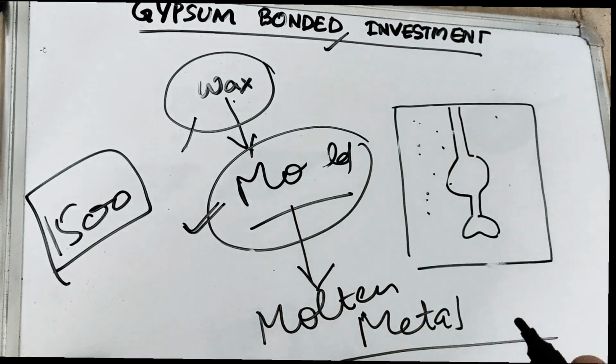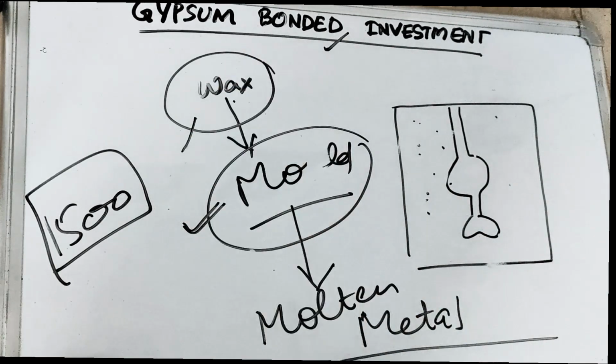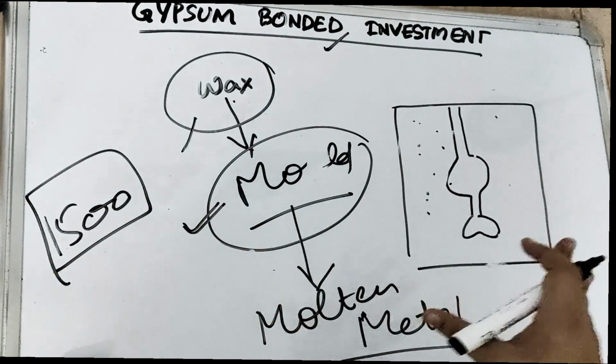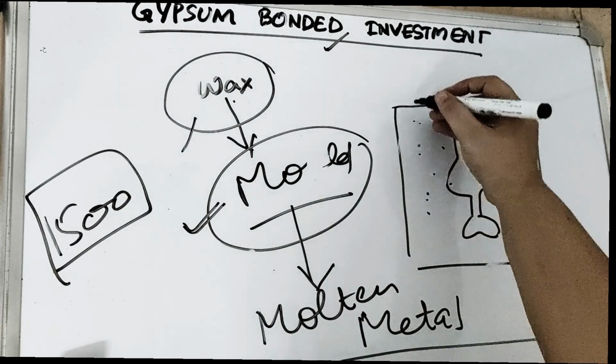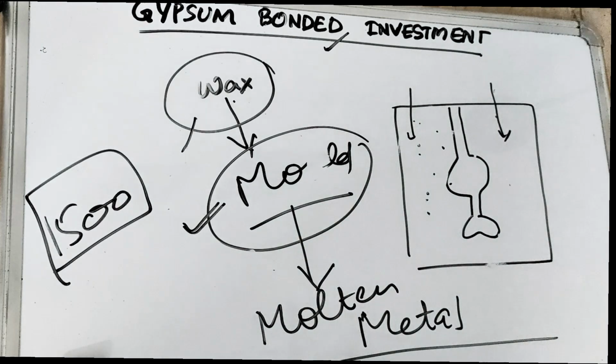This material can be a gypsum bonded investment material, a phosphate bonded investment material, or a silicate bonded investment material. So in today's video we are going to talk about the gypsum bonded investment material, basically a kind of material which we use for the investment procedure.